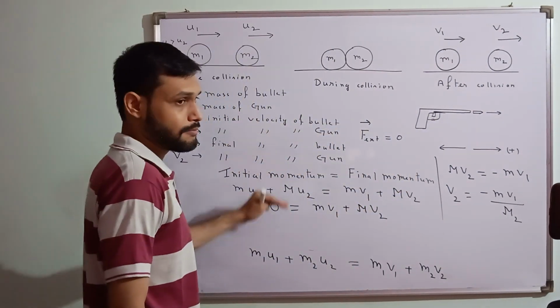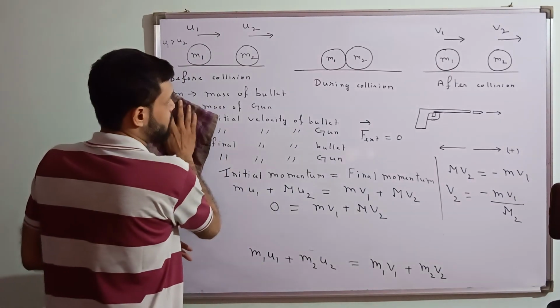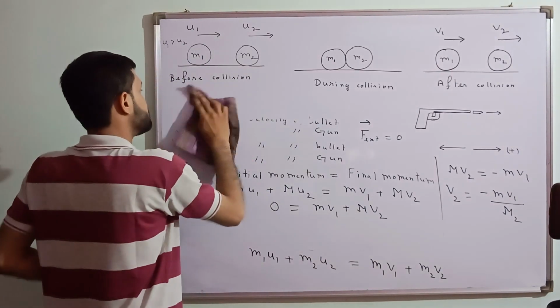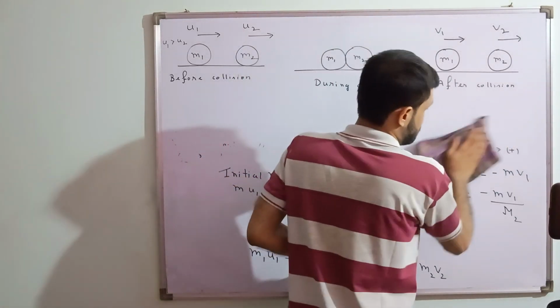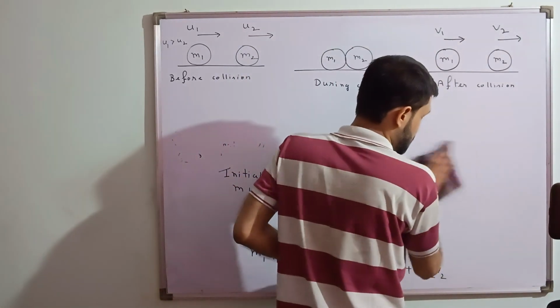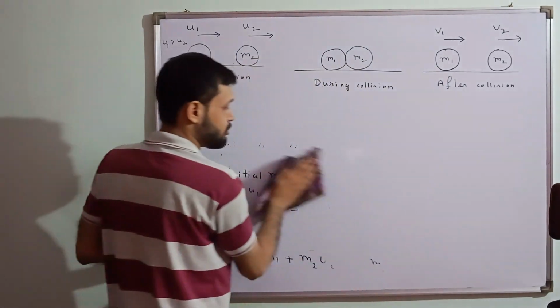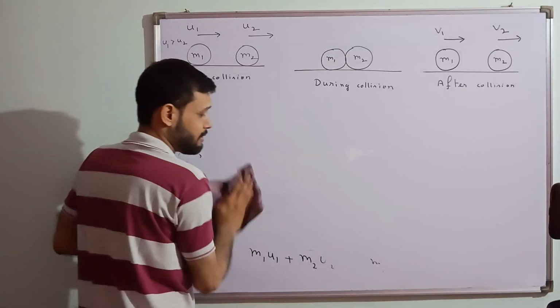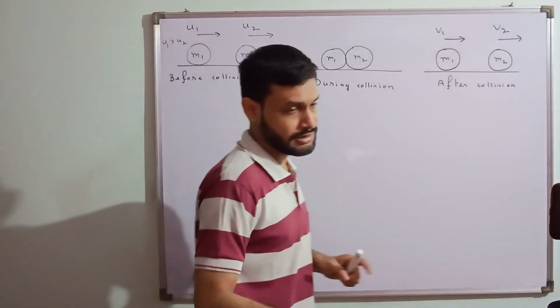Shall I rub this? Yes, sir. I am rubbing this and writing the same result for n number of particles. Same result, and they may ask anything about that. These n particles may be in one dimensional motion, or two dimensional, or three dimensional. In that case, we will write the conservation of momentum along the x, y and z axes.